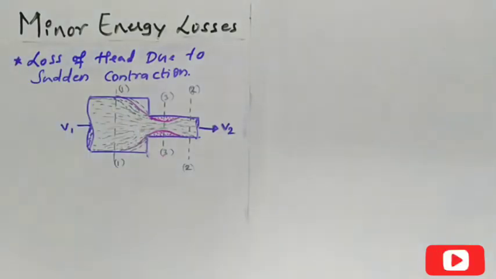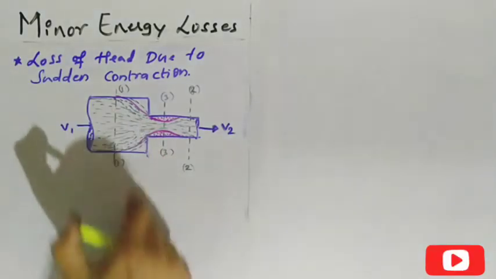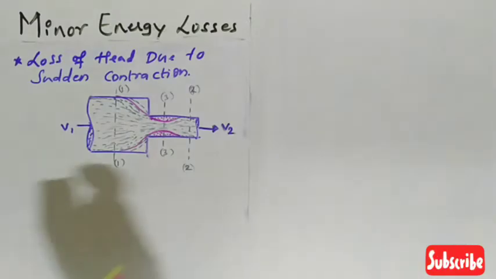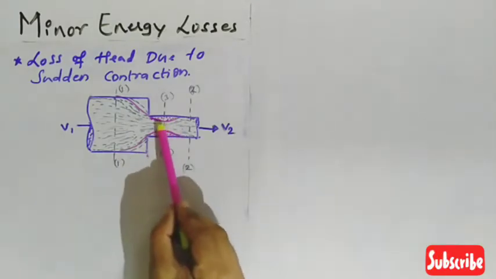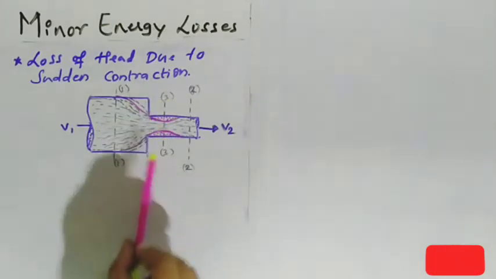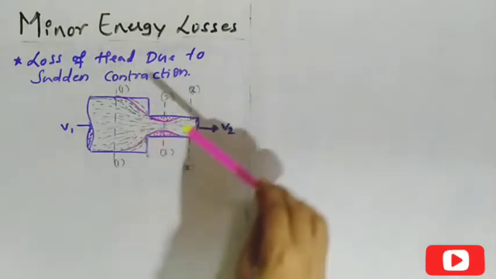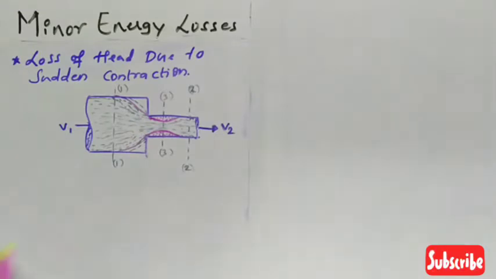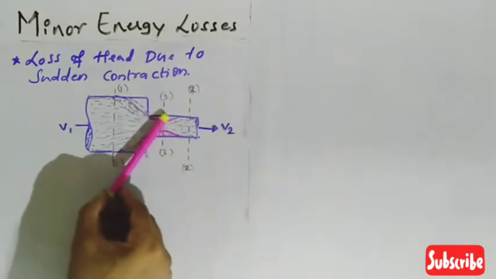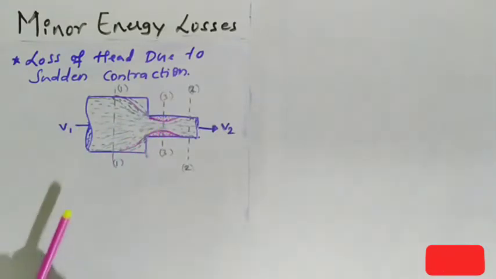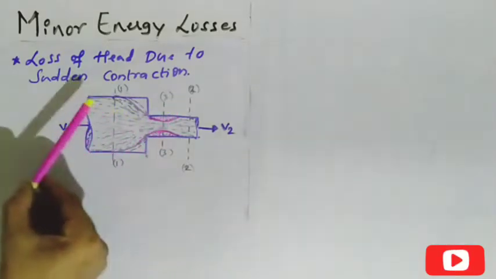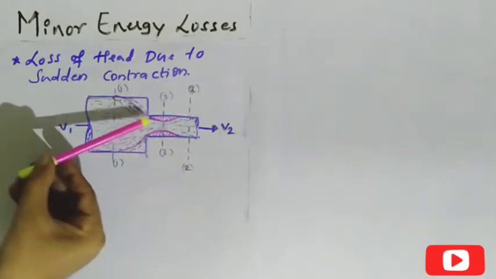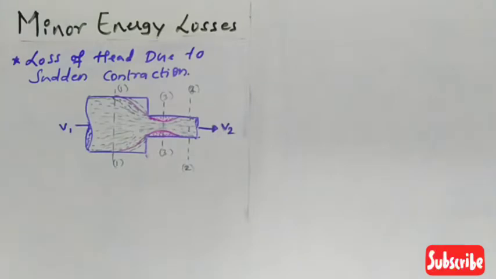The flow area of the liquid decreases and becomes minimum at section 3-3. This section 3-3 is called the vena contracta. Due to the vena contracta effect, the flow area is reduced.